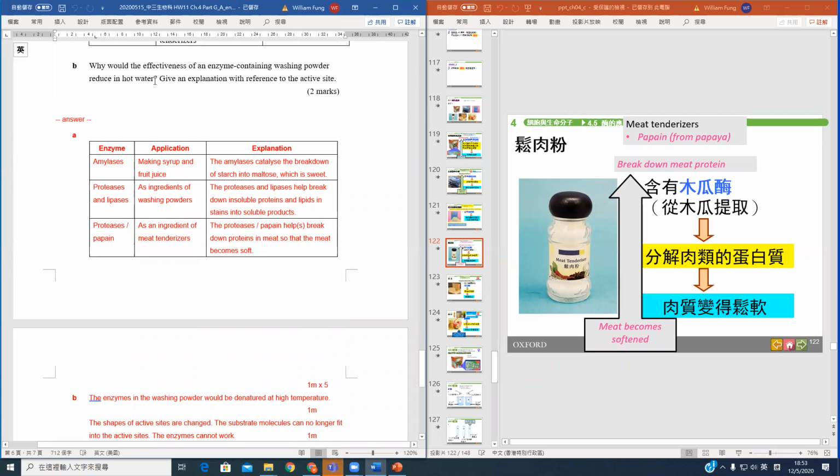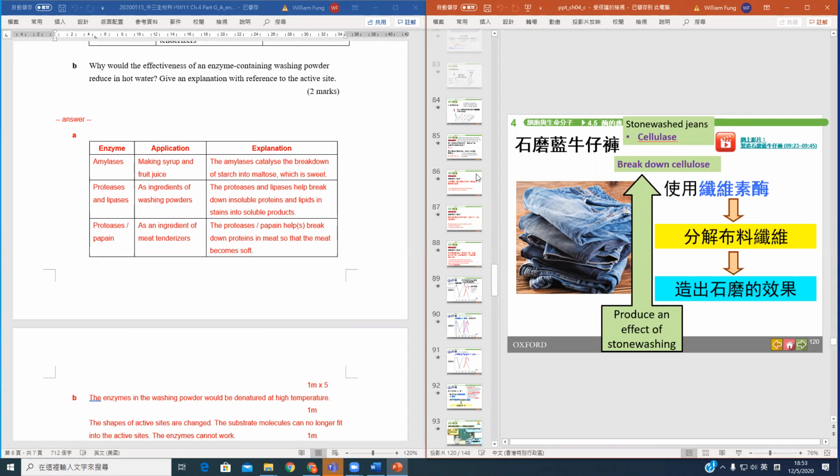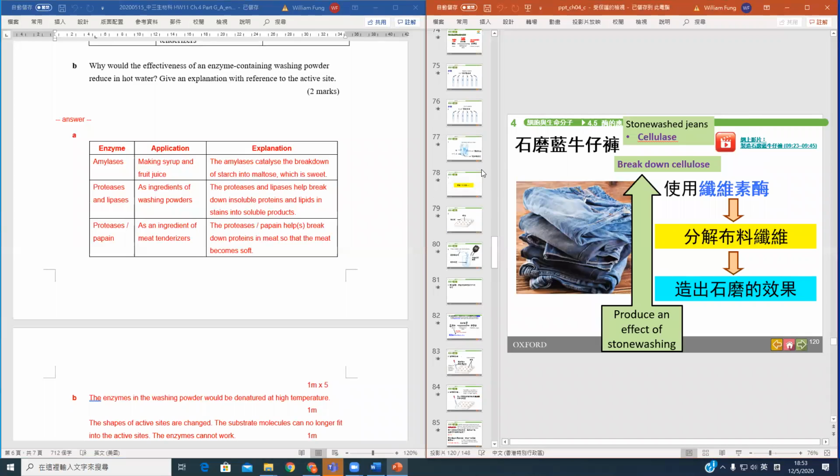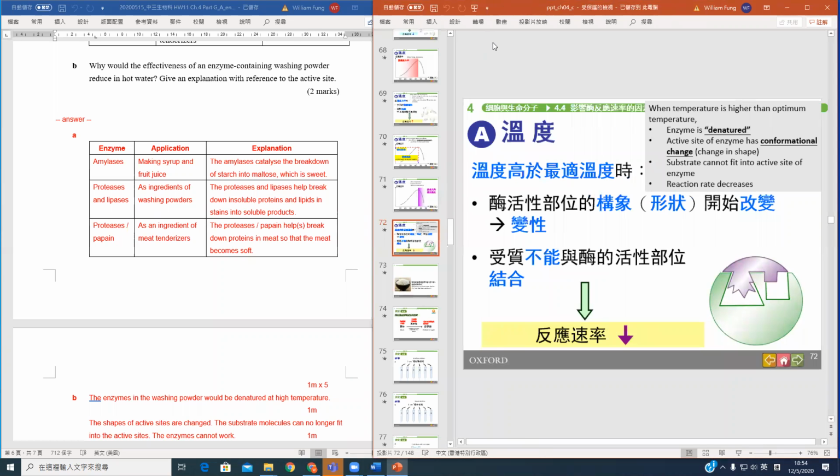Last question, part B. Why would the effectiveness of an enzyme containing washing powder reduce in hot water? So give an example with reference to the active site. I want you to take a look at the right-hand side. The enzyme in washing powder would be denatured under high temperature. Okay.